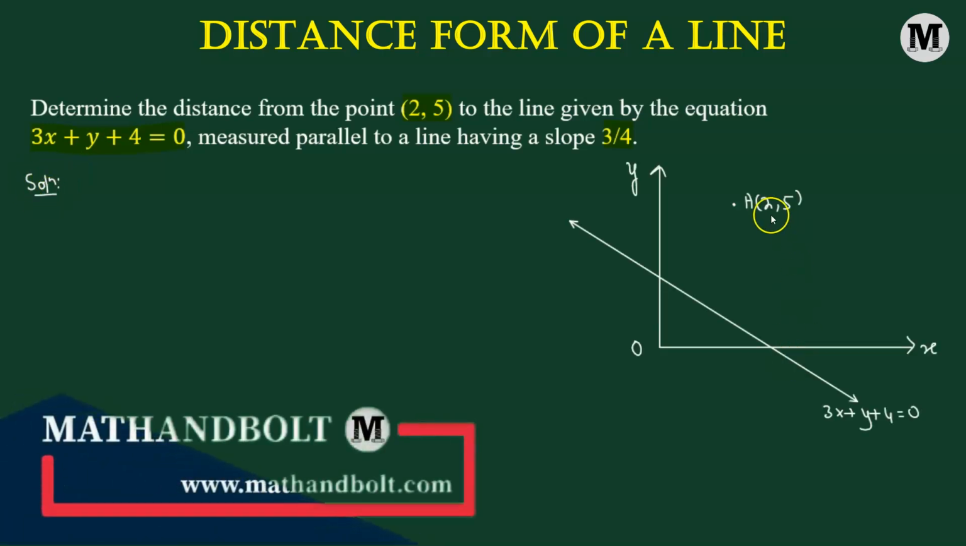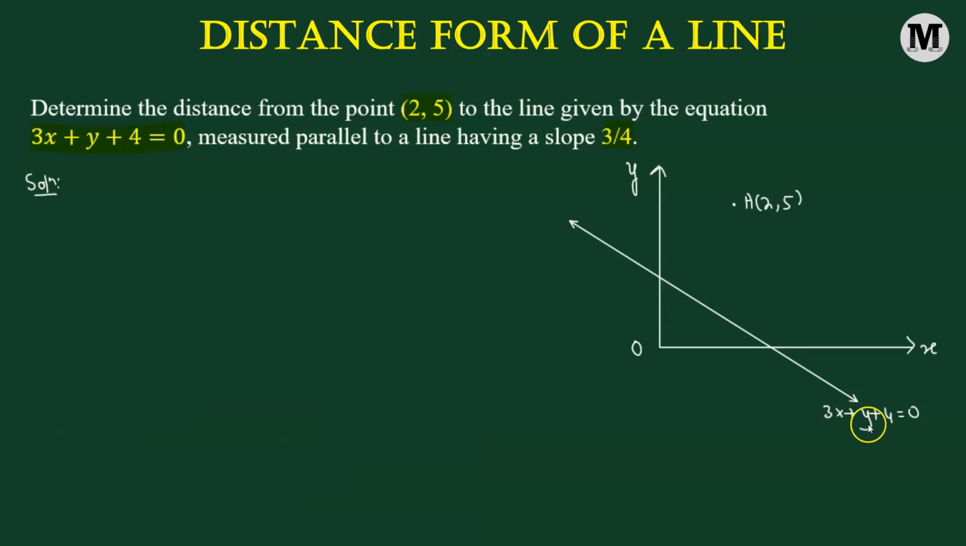So here we have the point, let's call it the point A with coordinates 2, 5, and we have another straight line 3x plus y plus 4 equals 0. Our goal will be to determine the distance of the point A from this line with the condition that if we join the point A with the straight line, and it meets the straight line at some point B, then we get the line segment AB. This line segment AB is going to be parallel to another line whose slope is given to us.